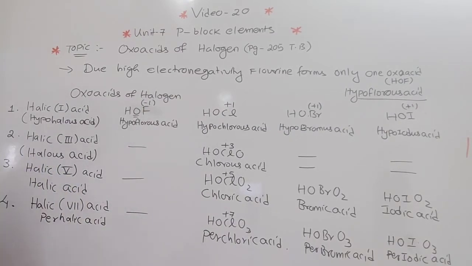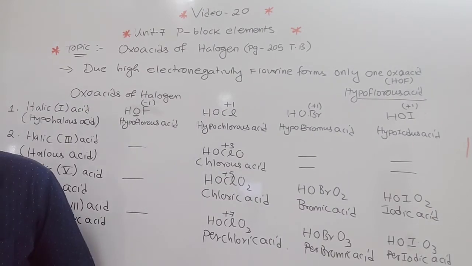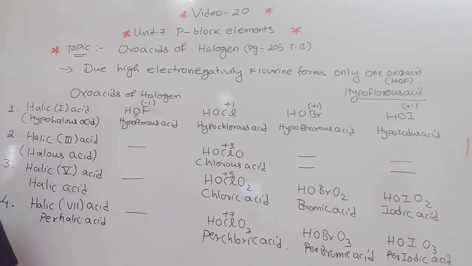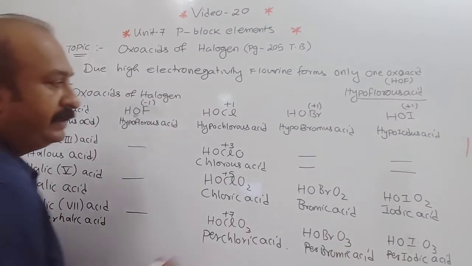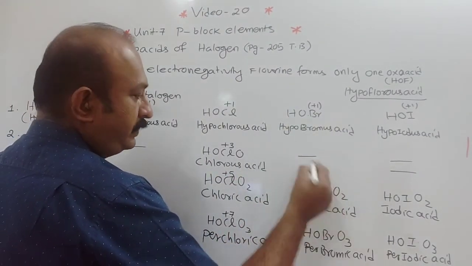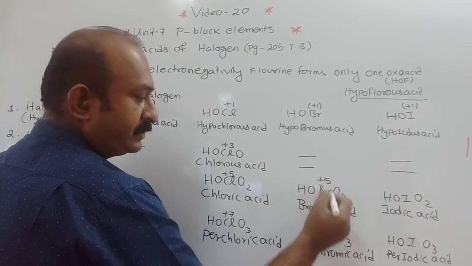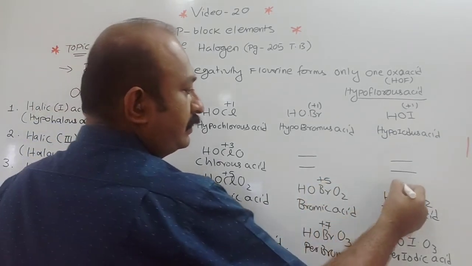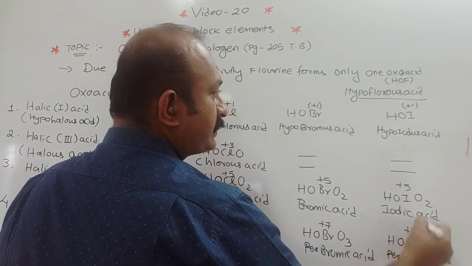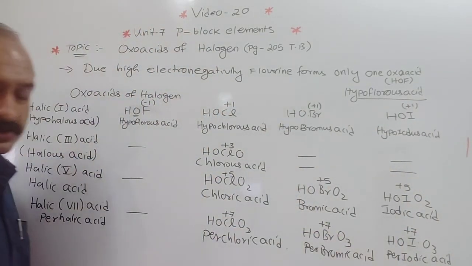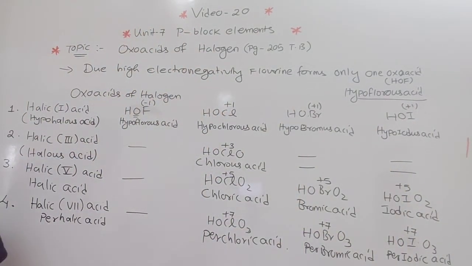Now there are certain notes you have to remember for these oxoacids. So I will write them down, and then we will see the structures of these oxoacids. Understood? Now, I have written this here. You can also write it in your textbook if you want. Here plus 3, plus 5 oxidation state, and here plus 7. Plus 5, plus 7, and plus 1. So like this, oxidation states are given.